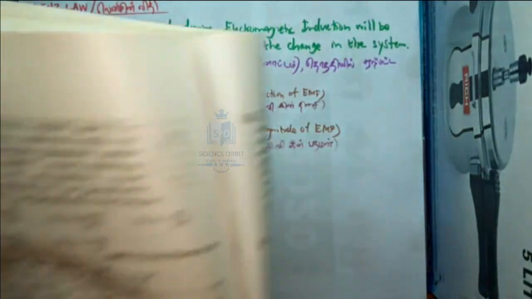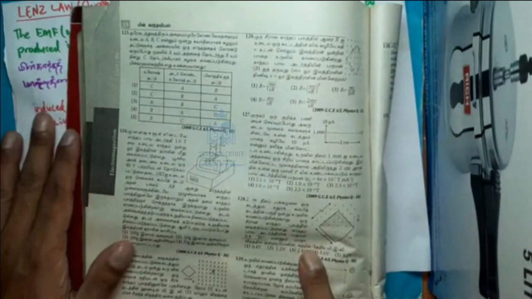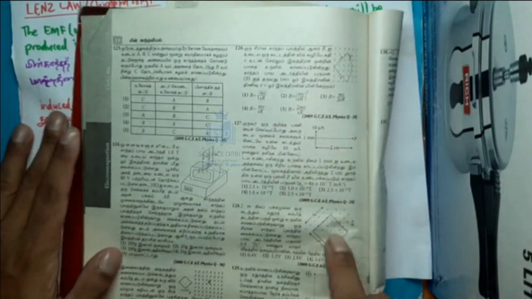And in 2009 what they are saying is the magnetic flux density is decreasing out of the plane, decreasing out of the plane.